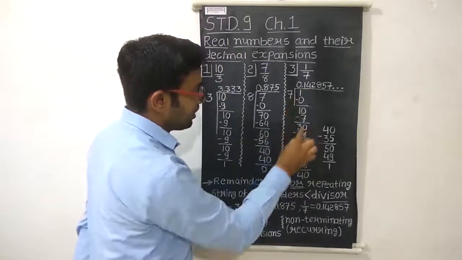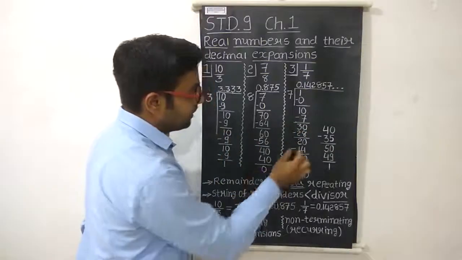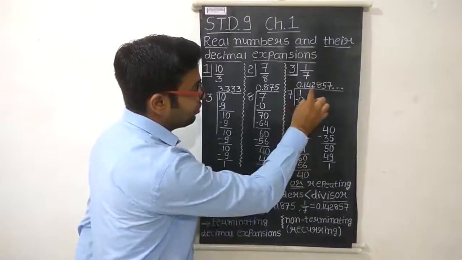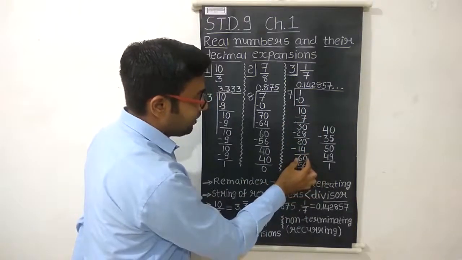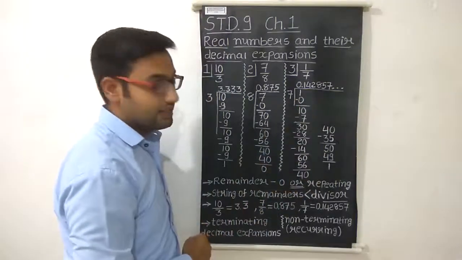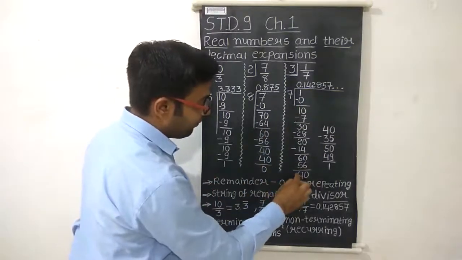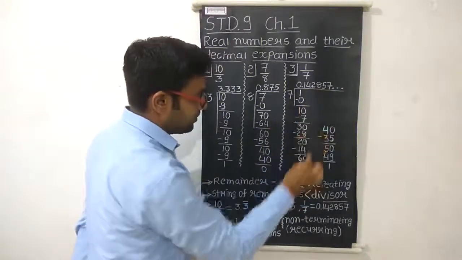Now 7 4s are 28. The remainder is 2. Again put 0. It becomes 20. 7 2s are 14, and now the remainder is 6. So we put 0. It becomes 60. 7 8s are 56. Now again the remainder is 4. We put 0 here. So now 7 5s are 35.